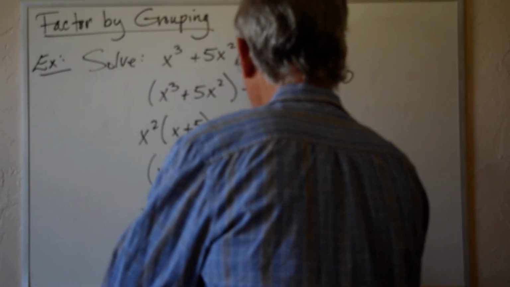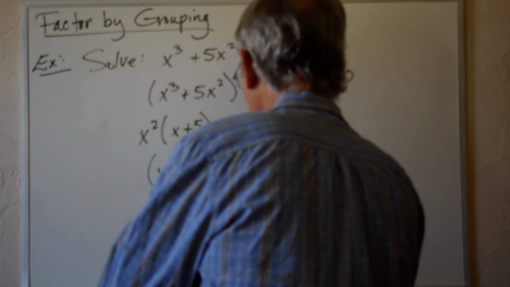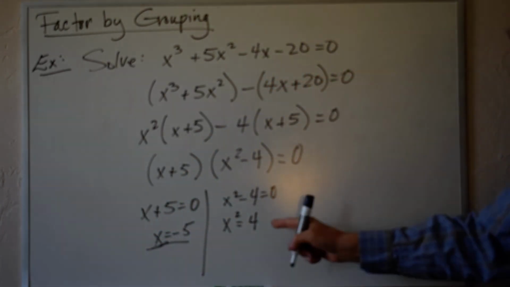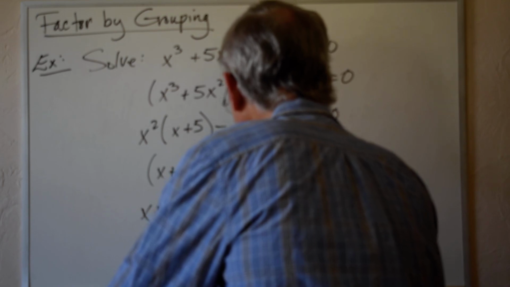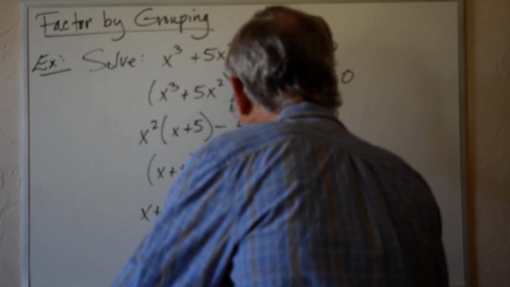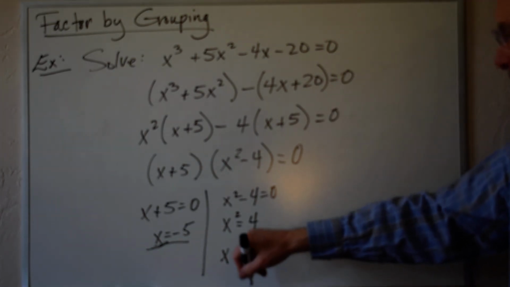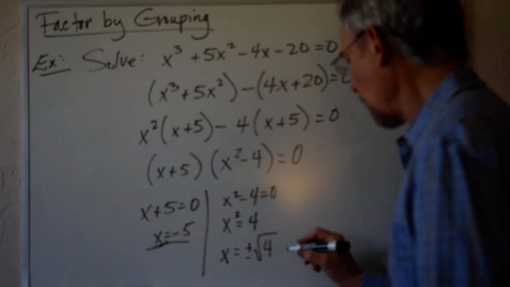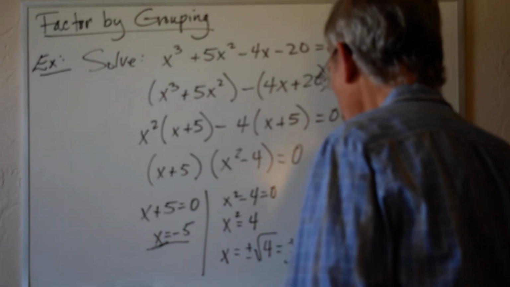Over here, I have x squared minus 4 equals 0. Add 4 to each side, I get x squared equals 4. Using the square root method, because I have an even exponent, it's plus or minus the square root of 4, which is plus or minus 2.